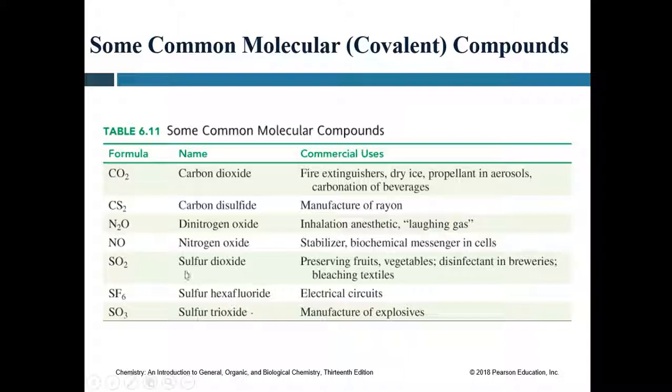Same thing here, nitrogen monoxide. If the second one is just one, usually it's mon. Okay? If the first one's just one, we're not going to say mononitrogen monoxide. We're going to just say nitrogen monoxide. So sulfur dioxide, sulfur hexafluoride, sulfur trioxide.